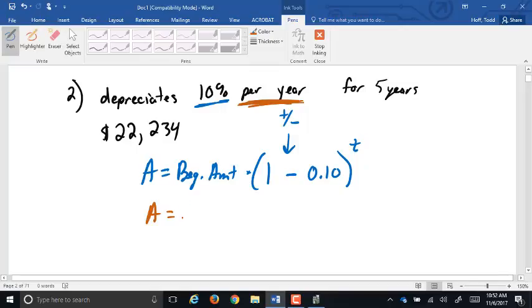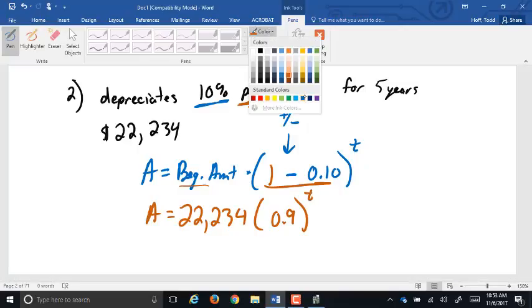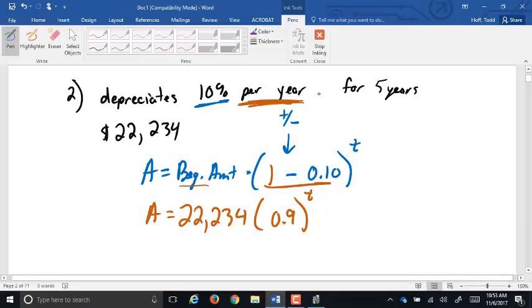So what's our beginning amount here? Perfect, 22,234. Kind of a strange starting amount, huh? And what I'm going to do is I'm going to go ahead and combine this here. The 1 minus 0.10 is just 0.9, the power of t. Yeah, pretty much.